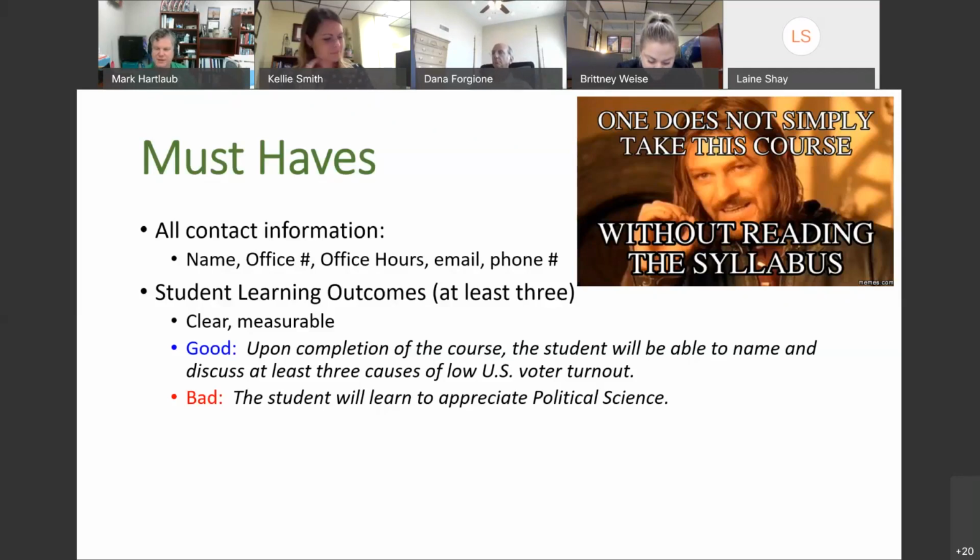It has to be something that in the beginning of the semester, they don't have, and at the end of the semester, they do have. What have they gained during the semester? Now, I believe in words like appreciate, learning to appreciate. I believe in those. They're just not appropriate for student learning outcomes, meaning they're not really measurable.